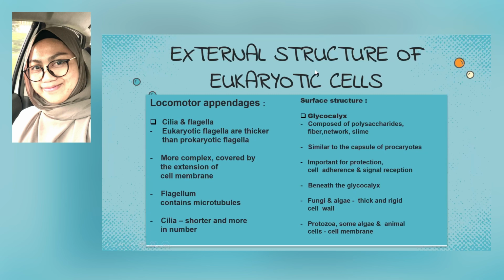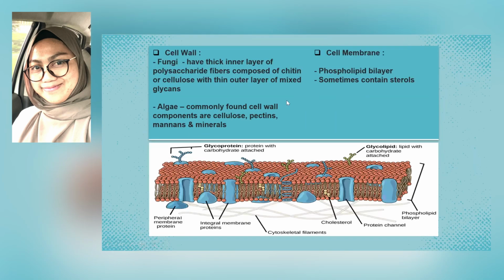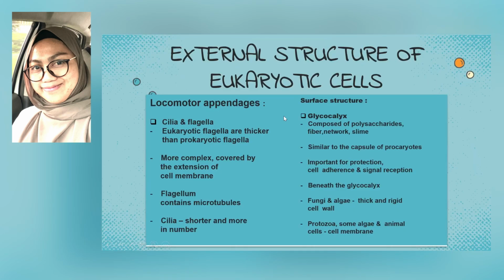For the external structure of the eukaryotic cell, it has locomotor appendages, either cilia or flagella. Eukaryotic flagella are thicker than prokaryotic flagella. They are more complex, covered by an extension of the cell membrane. The flagellum contains microtubules, and the cilia are shorter and more numerous.